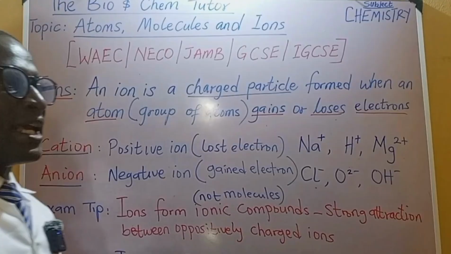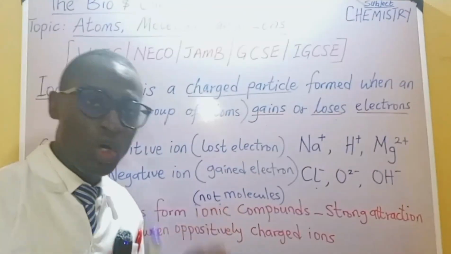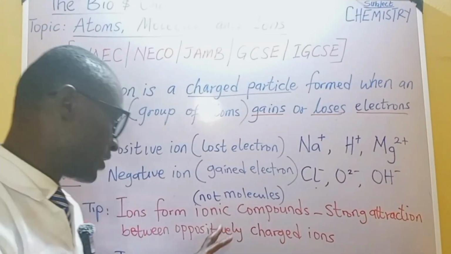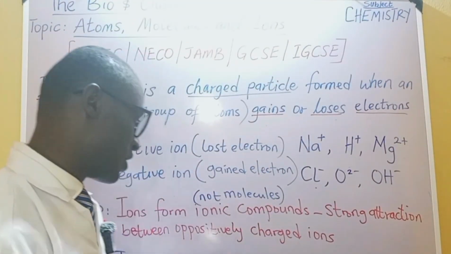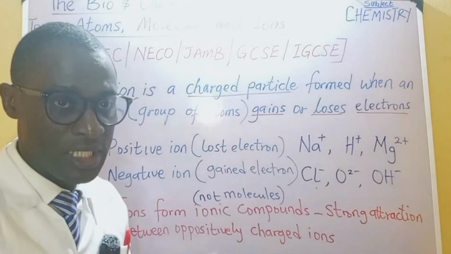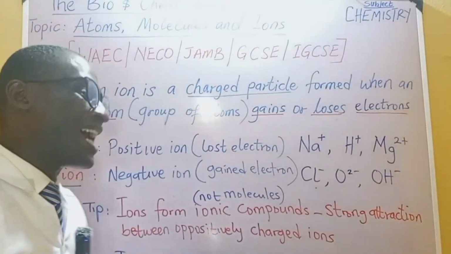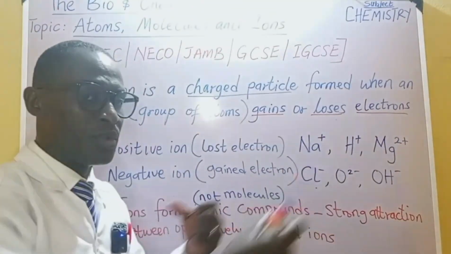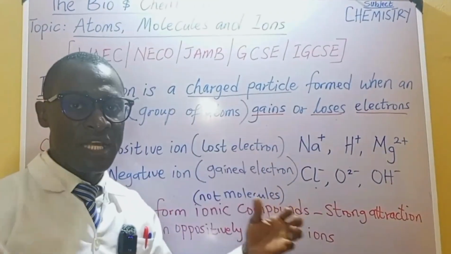Then our exam tip here to help us is that ions form ionic compounds, not molecules. Ions do not form molecules, but they form ionic compounds. Because in exams, the students are always confused when they talk about ions forming molecules. That's wrong. Ions form ionic compounds. Because there is a strong attraction between the positively charged ions and the negative ions.